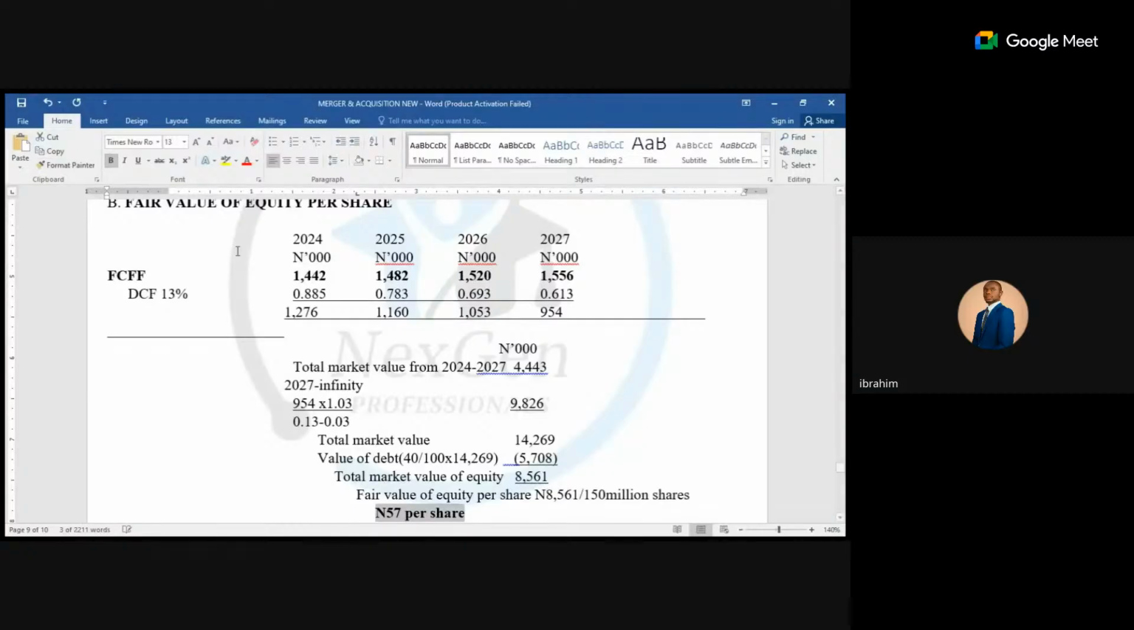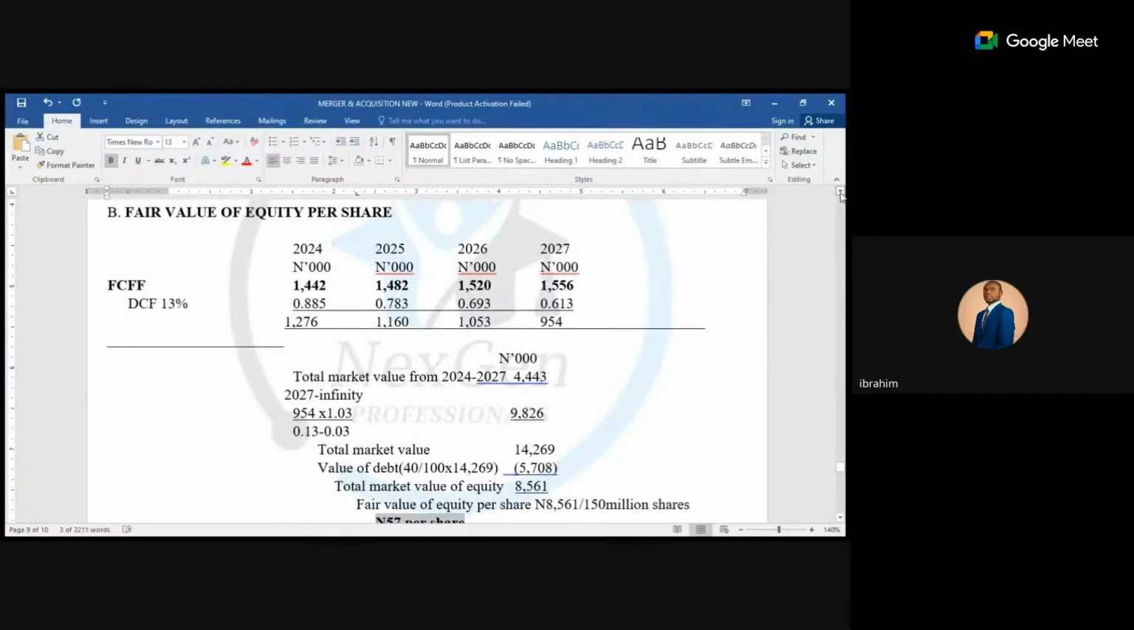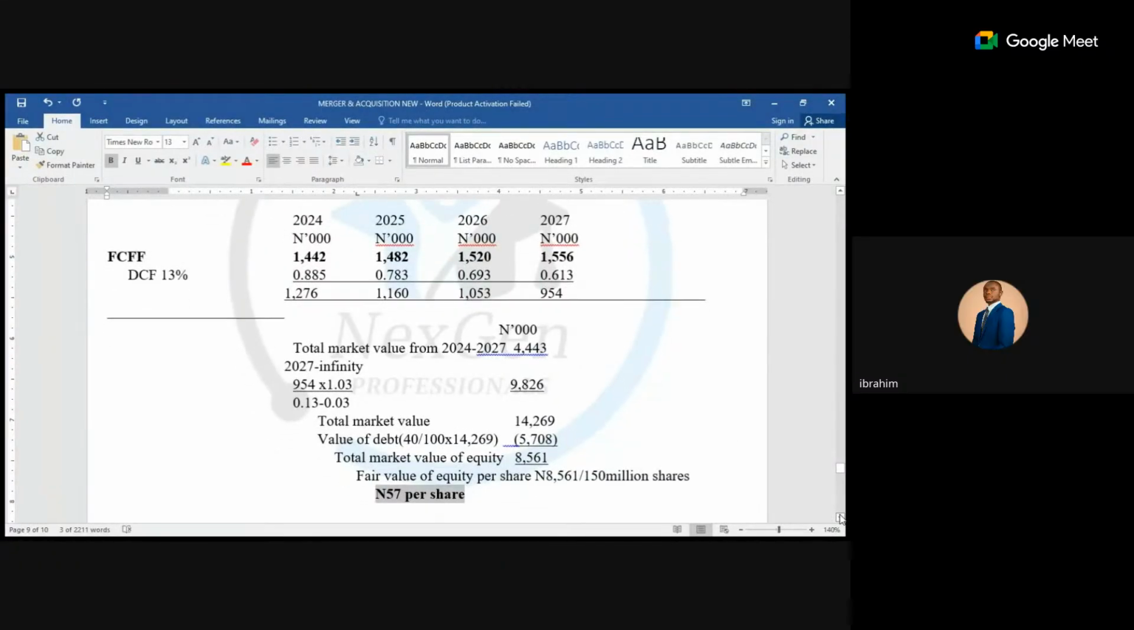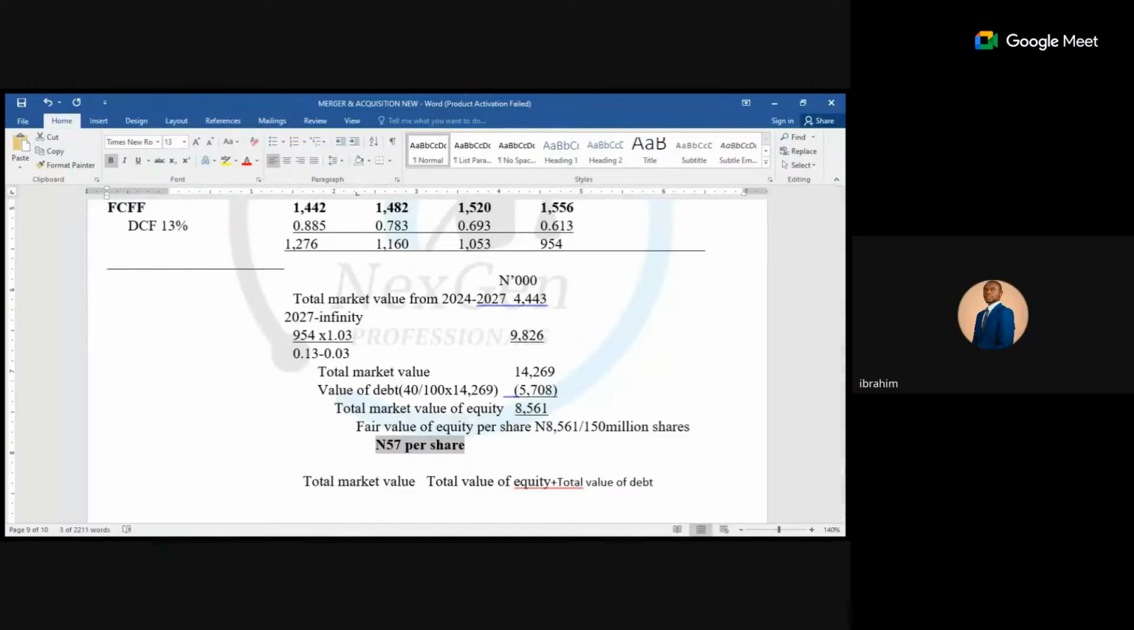The examiner wants to test your knowledge. Most times, the question may come this way. They want to test your knowledge of whether you understand the total market value of a company. The total market value of a company includes equity and debt. Why? Because you use WACC to discount. This total market value that you have here includes equity and debt. But the examiner says, what is the fair value of equity per share? Remove the percentage of debt so that you will have equity.